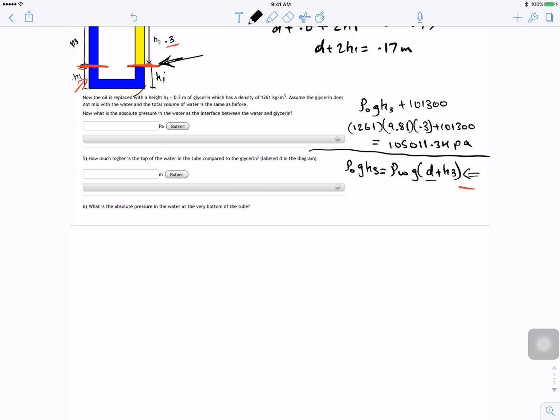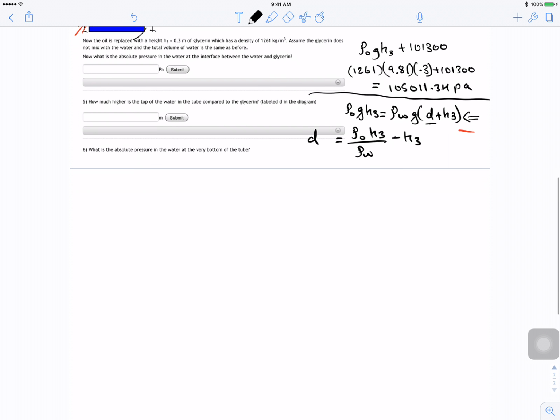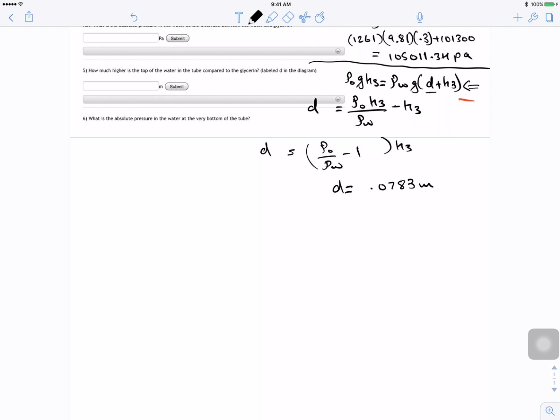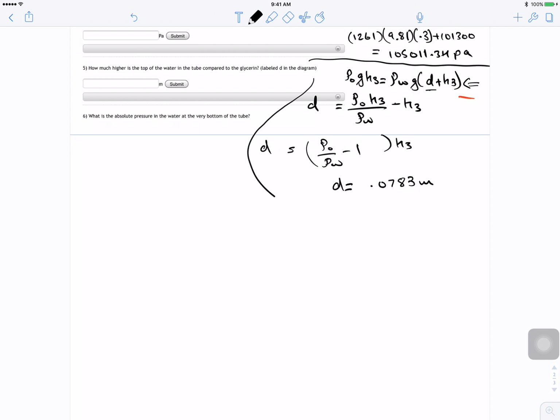Alright, so let's do the math, solving for D. We can take the g's out. So ρ of the oil times H3 divided by the density of the water, minus H3, is going to be equal to D. Some algebra in here: we can take H3 out, and then ρo over ρw minus 1 is equal to D. So for me, D was equal to 0.0783 meters.